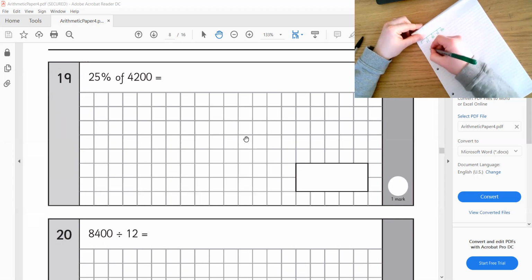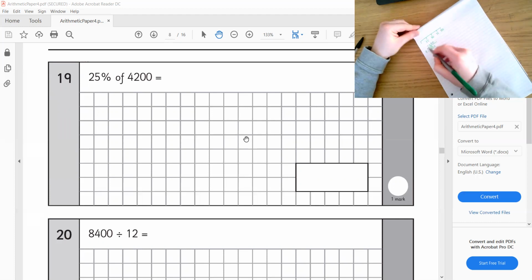So I know then to get 25%, I've divided it into 4 equal pieces. Okay, so it's like doing 4,200 divided by 4. I'm quartering it. How many 4s into 4? 1. How many 4s into 2? Cannot do. How many 4s into 20? 5. How many 4s into 0? 0. So my answer then should be 1,050.